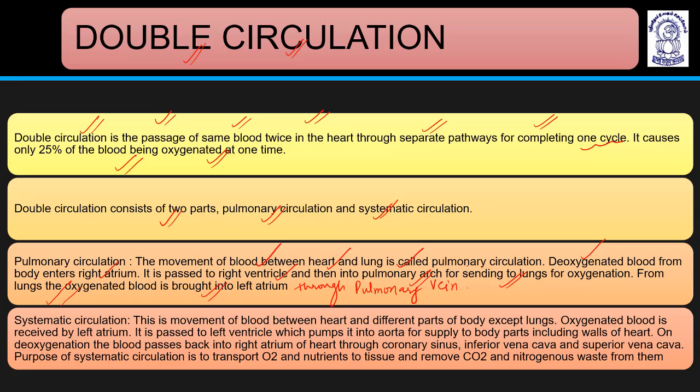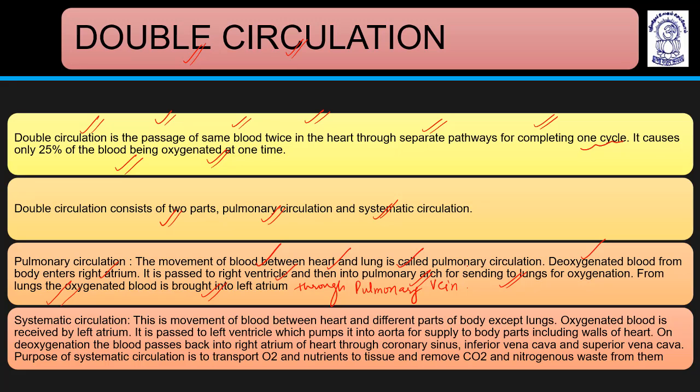The right atrium receives the deoxygenated blood and this deoxygenated blood then pours to the right ventricle and from right ventricle it enters the pulmonary arch. After being oxygenated in the lung alveoli, the blood through pulmonary vein enters the left atrium. So this is the circulation of blood between lungs and heart.